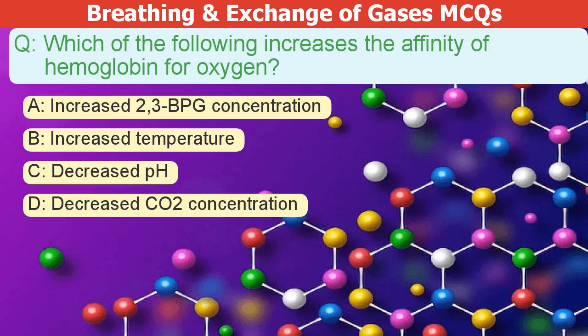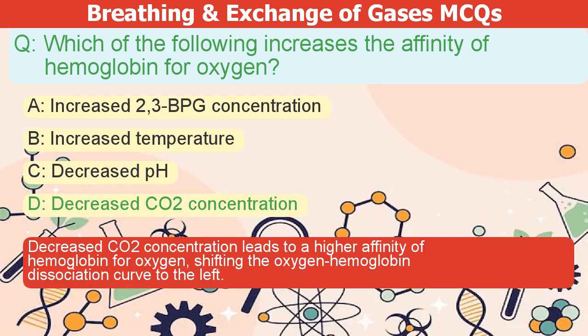Which of the following increases the affinity of hemoglobin for oxygen? A. Increased 2,3 BPG concentration. B. Increased temperature. C. Decreased pH. D. Decreased CO2 concentration. The correct answer is D. Decreased CO2 concentration leads to a higher affinity of hemoglobin for oxygen, shifting the oxygen-hemoglobin dissociation curve to the left.